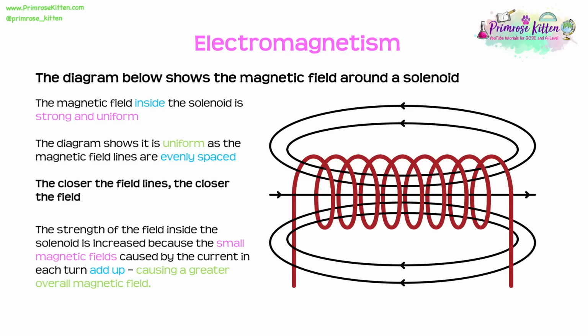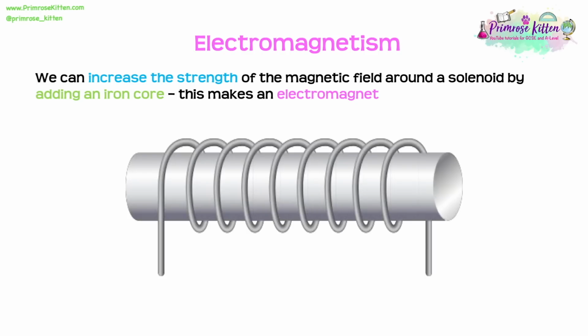The magnetic field is stronger inside the solenoid compared to outside because all of the small magnetic fields caused by the current in each of those turns will add up, causing a greater overall magnetic field. If we wanted to increase the strength of the magnetic field around a solenoid even more, we can add an iron core, and this makes an electromagnet.